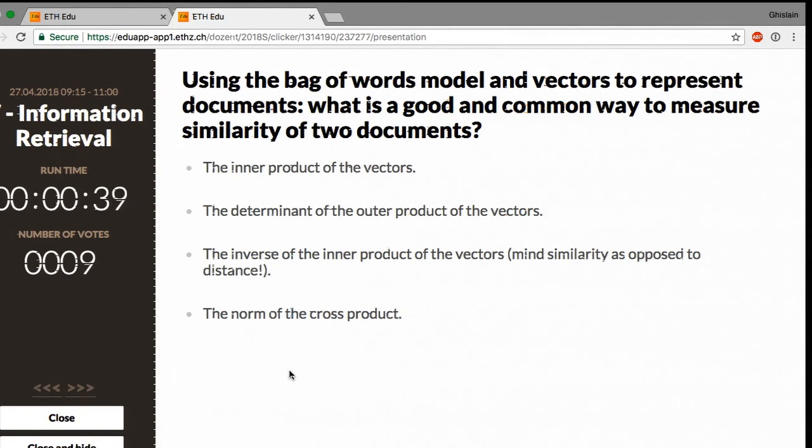Nine answers. It's pretty cool what we can do with linear algebra. So we could compute the outer product of the vectors and take the determinant because it's a matrix. We could compute the inner product of the vectors but take the inverse or not, which is the first answer. So should we invert it? Should we not invert it? You need to think similarity as opposed to distance. Or do we take the cross product? Remember, the cross product is zero here, and when you open, then it starts to be higher, and the norm of that. So what should we use to measure the similarity of two documents?